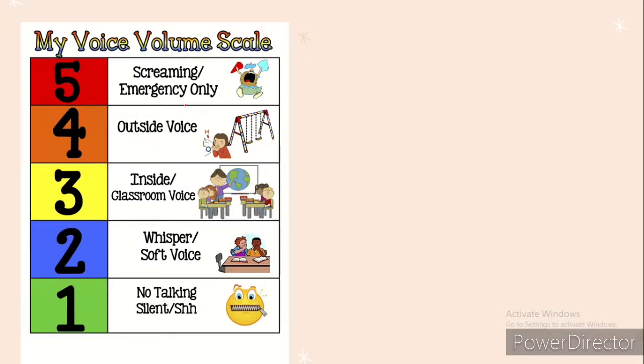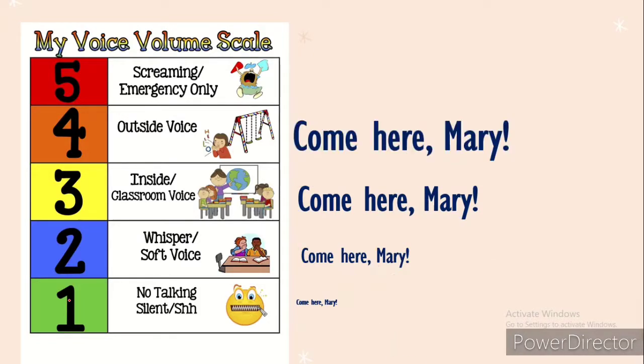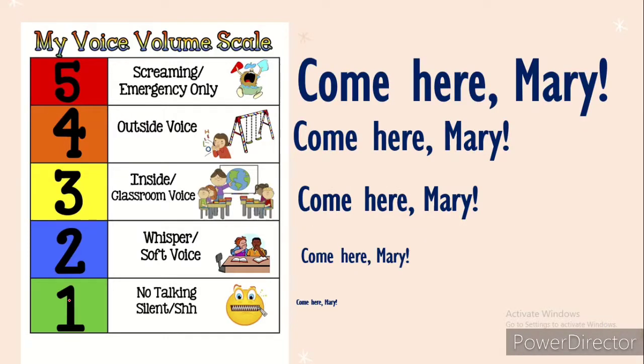For example, the sentence, "Come here, Mary." So let us try this volume scale. For level 1, no talking, silent, shh, or you can use facial expressions. For level 2, we can say, "Come here, Mary." For level 3, "Come here, Mary." Level 4, "Come here, Mary." And level 5, "Come here, Mary."